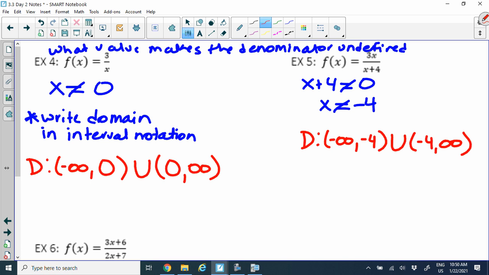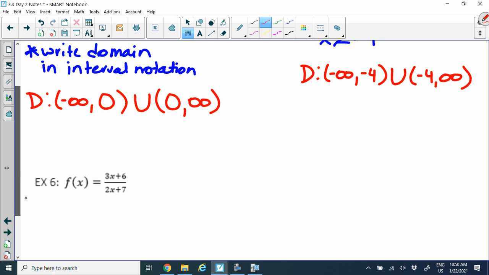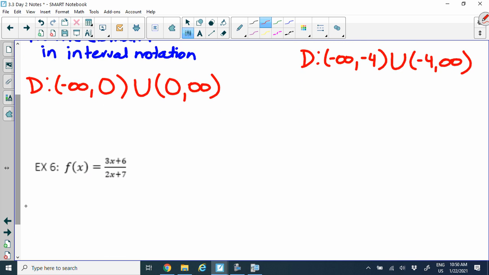Okay? And one thing is, don't forget that we used this when we did absolute value inequalities and quadratic inequalities. Now, what I would like you to do is pause the video and try example 6. Find the domain. Okay, let's see what you got here.